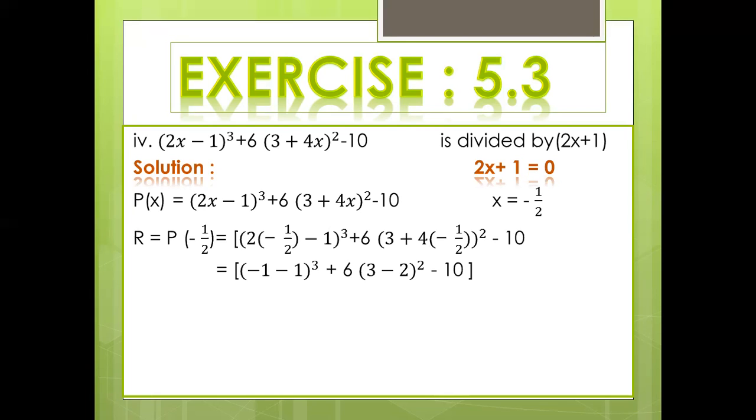2 into minus 1 by 2 minus 1 whole cube plus 6 within the bracket 3 plus 4 minus 1 by 2 whole square minus 10. After calculating them, we get the value of the polynomial, which is minus 12. It means that the remainder of this polynomial becomes minus 12.